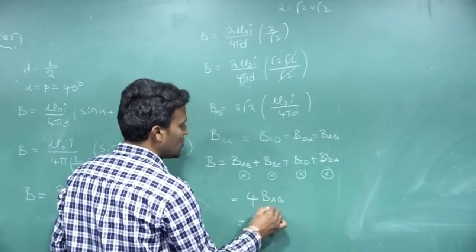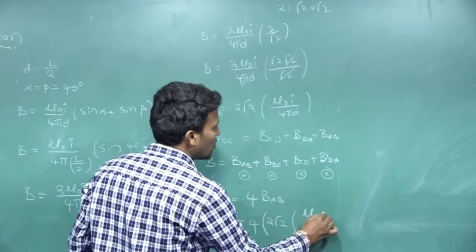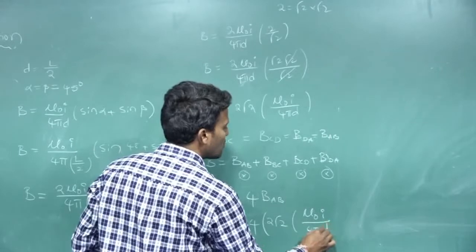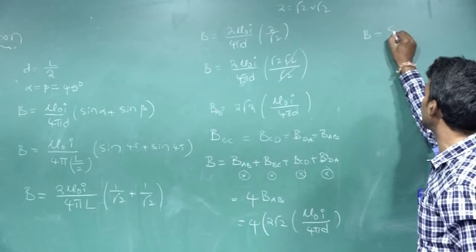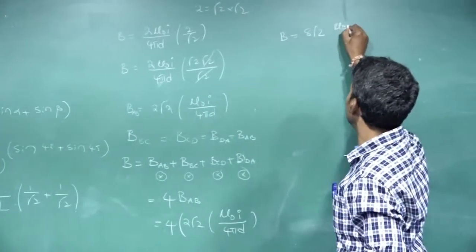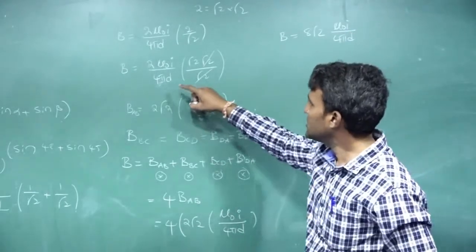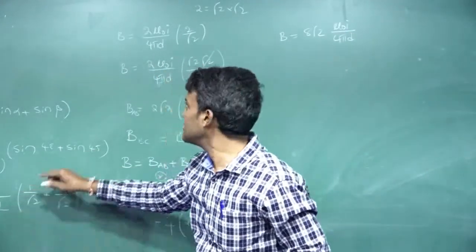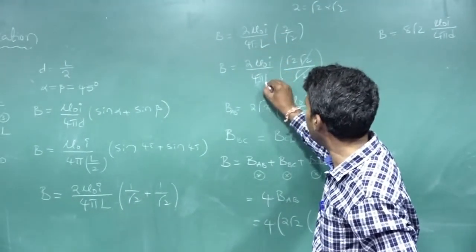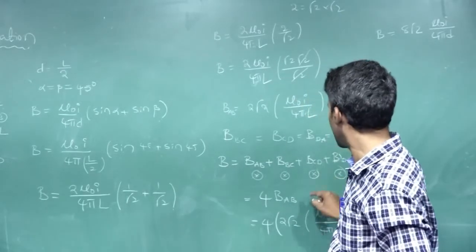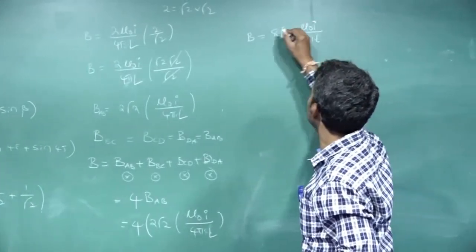Now 4 into the magnetic field, how much did we get? It is 2 root 2 mu naught I divided by 4 pi d. 2 into 4 is 8. So the final answer we get is B is equal to 8 root 2 mu naught I divided by 4 pi D. Here, already we have written L. We made a mistake here, so this D is nothing but L. D is L, we have to write. Okay, this is the answer.